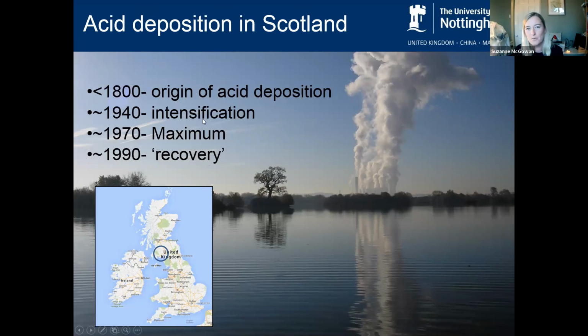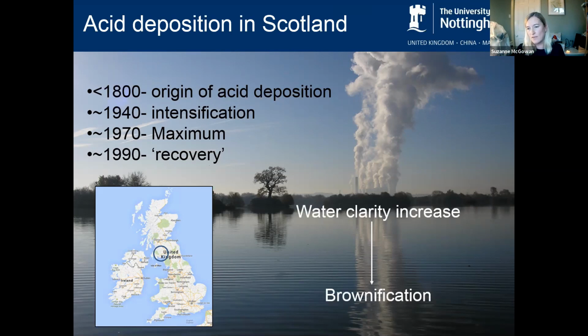So just for some context, the idea is that acid deposition really became a thing with the growth of industrial emissions, really preceding 1800. It intensified around 1940 and reached its maximum in 1970, at which point there was legislation to address some of the pollutants associated with those emissions. And after 1990, a lot of the work has been looking at recovery from acid deposition.